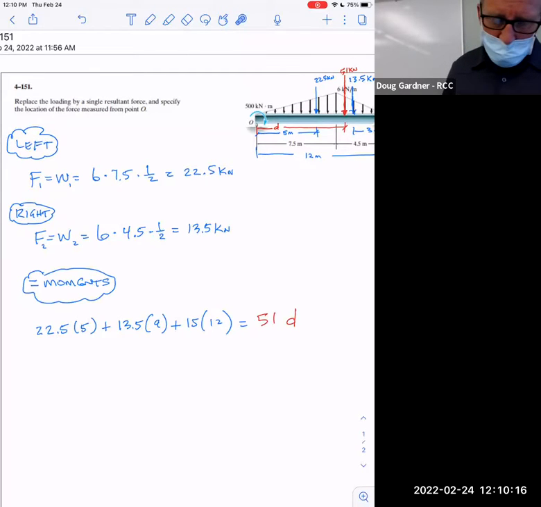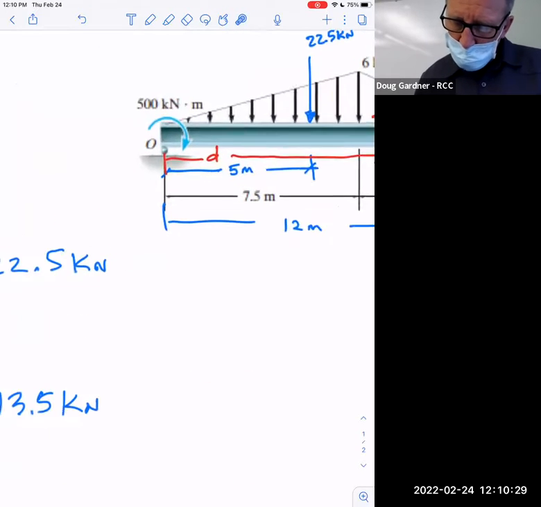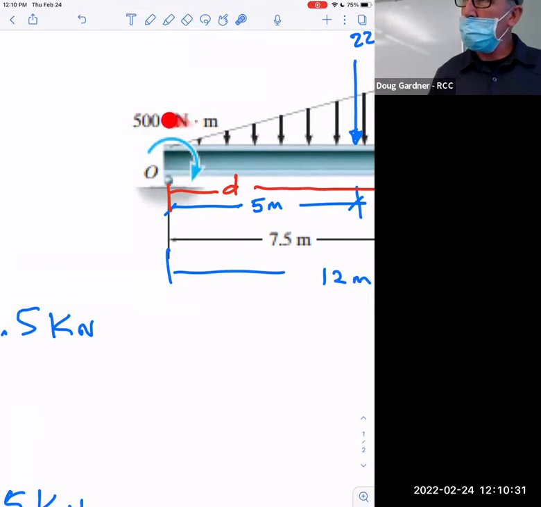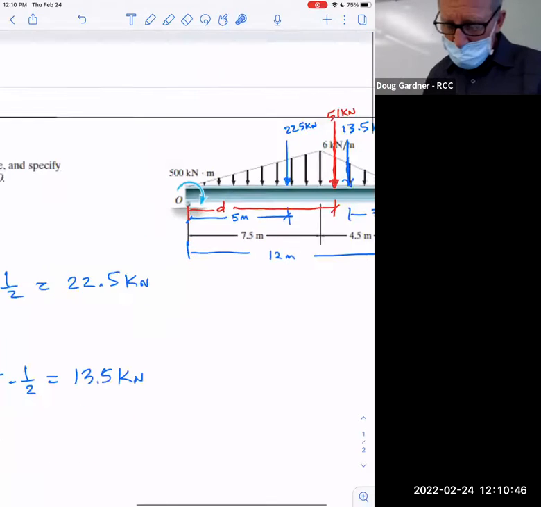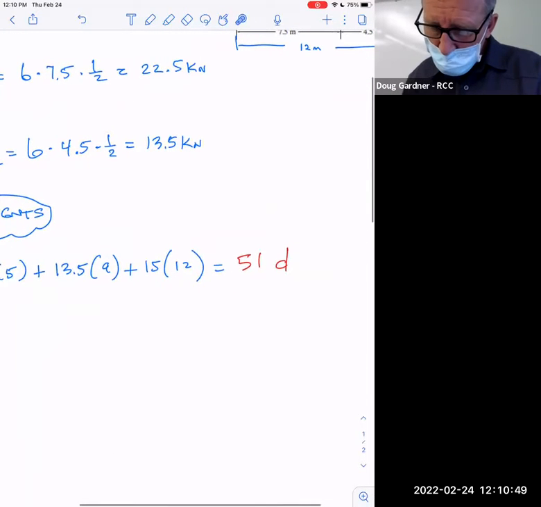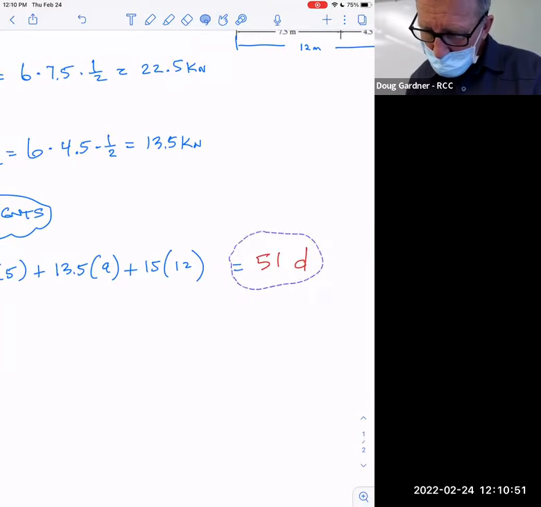So in the end, let's see what I get for that. 22.5 times 5 plus 13.5. What am I missing, by the way? I'm missing something I just remembered. They threw another rotation in there, right? That just kind of came from nowhere. So basically that means it's rotating even harder. That's going to make my distance a little bigger. Does that make sense? Because my 51 is going to have to be further away to give me enough moment to counteract that. So I got to go back and add that in. I forgot that.